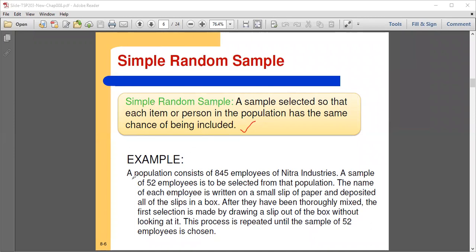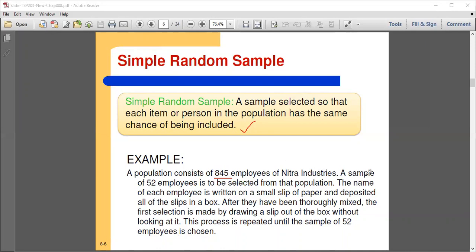So here is the example. A population consists of 845 employees of Nitra Industries. A sample of 52 employees is to be selected from the population. The name of each employee is written on a small slip of paper and all of the slips are deposited in a box. After they have been thoroughly mixed, the first selection is made by drawing a slip out of the box without looking at it. This process is repeated until the sample of 52 employees is chosen.